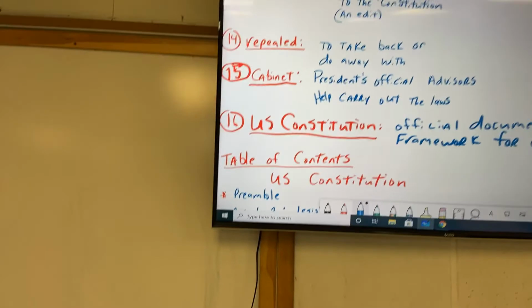Now, I don't know about you, but when you get a brand new textbook, the first thing you do is you look in the table of contents because you want to see how many chapters are in this book.